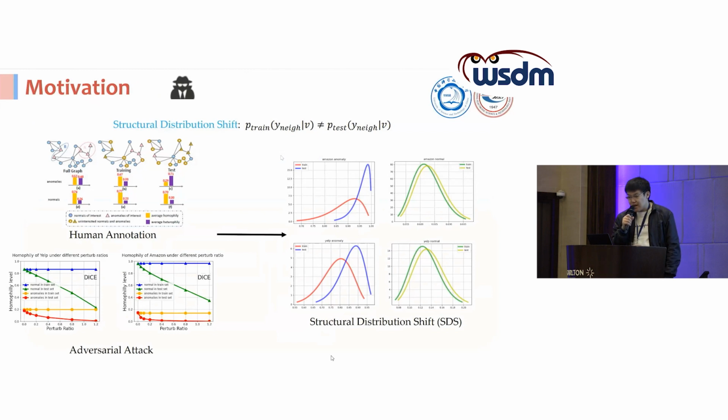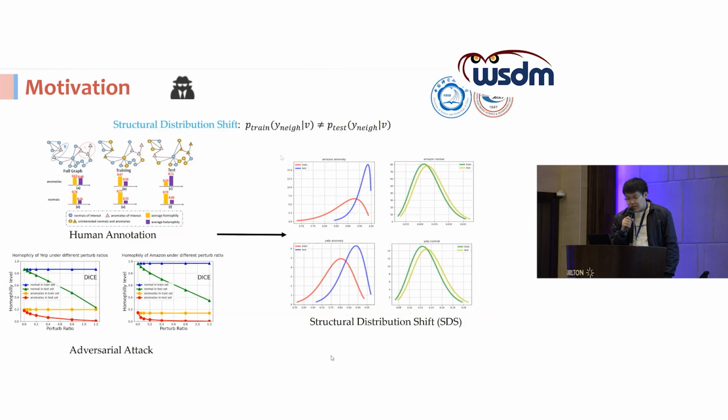However, we found that the heterophily degree can vary between the training environment and the test environment. The main reason can be twofold. The first one is human annotation. As we all know, humans have a labeling preference for labeling easy ones, the homophily nodes in our setting. So the homophily nodes will tend to appear in the training set, and the heterophily nodes will tend to appear in the test set.